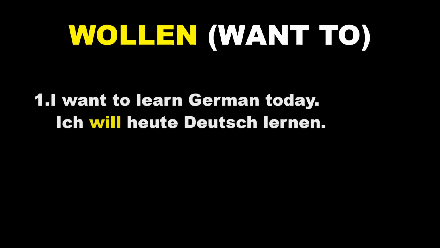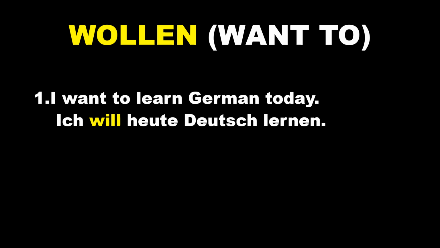Now, next verb is wollen, want to. Let's take first example. I want to learn German today. How will translate it? Ich will heute Deutsch lernen. Will, that is we have conjugated first person singular number, and lernen, that is the main verb at the end of the sentence in infinitive form.